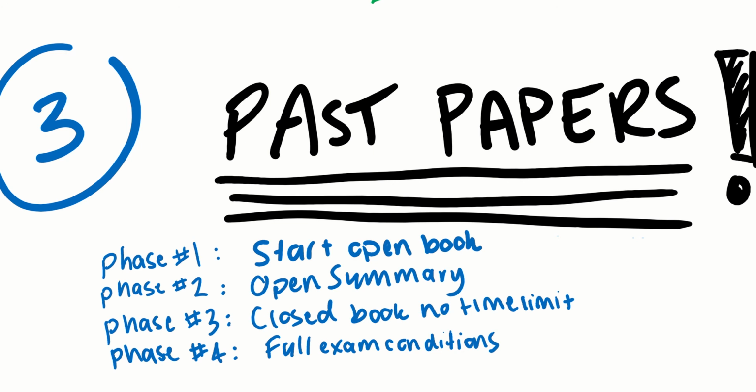Go to closed book, but don't have a time limit. Try and do it with no resources except for the reference sheet you get, but give yourself no time limit. And then final phase, you want to be doing most of your past papers in phase 4, full exam conditions.